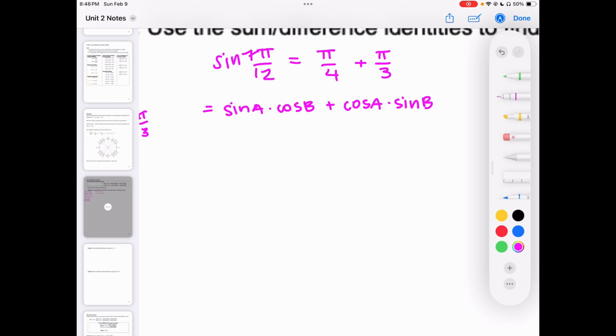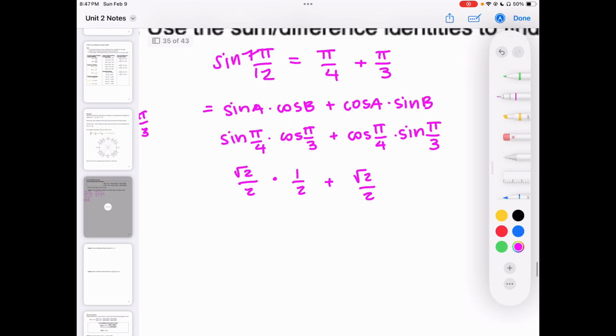And now we plug in what we know. We have sine of pi over 4 times cosine of pi over 3 plus cosine of pi over 4 times sine of pi over 3. Okay? We have that information. We know that sine of pi over 4 is root 2 over 2. We know that cosine of pi over 3 is 1/2. We know cosine of pi over 4 is root 2 over 2. We know that sine of pi over 3 is root 3 over 2.